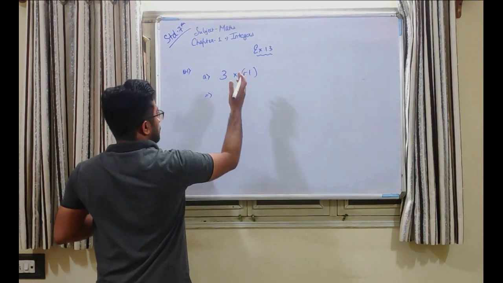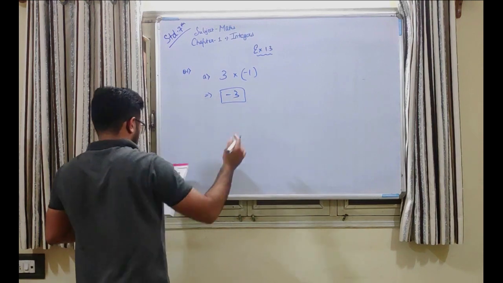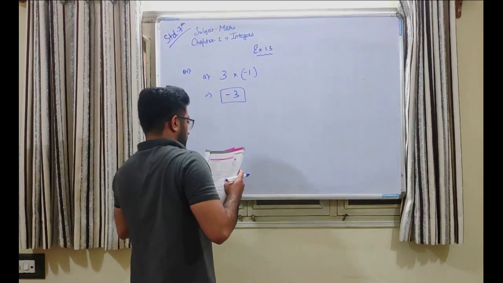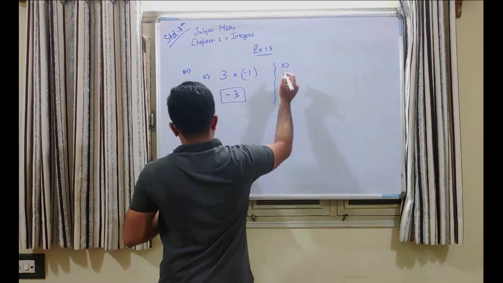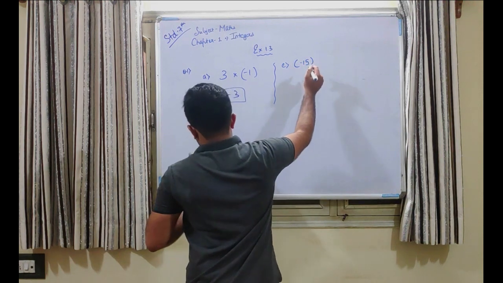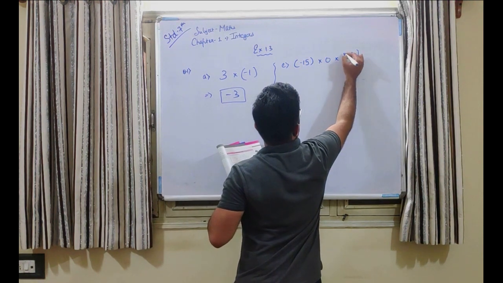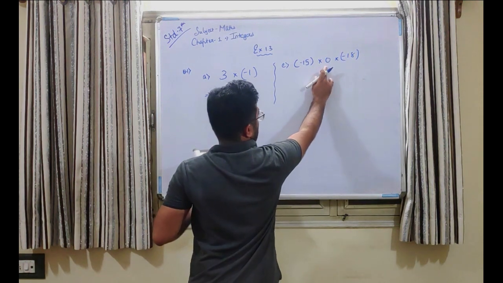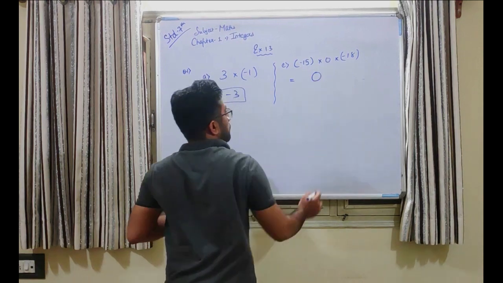So according to the rule, plus minus minus and 3 ones are 3. This is our answer. Simple sum. Now let us try a bit difficult, that is E. So minus 15 multiply by 0 multiply by minus 18. Okay, so anything multiplied by 0 is 0, so our final answer will be 0.